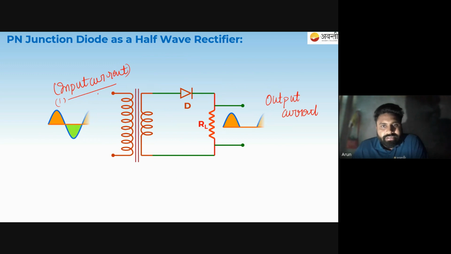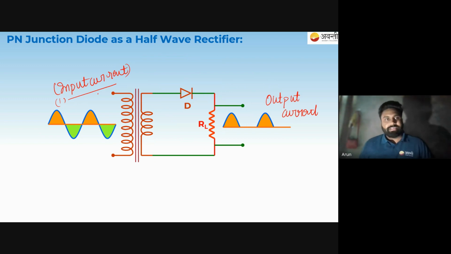The input current is completing its cycle from positive to negative, but output current you will have only the positive side. The negative side of the current is rectified by this diode. So this system, this device is termed as the rectifier. And which kind of rectifier? Half wave rectifier, because it is rectifying only the half wave of the alternating source.